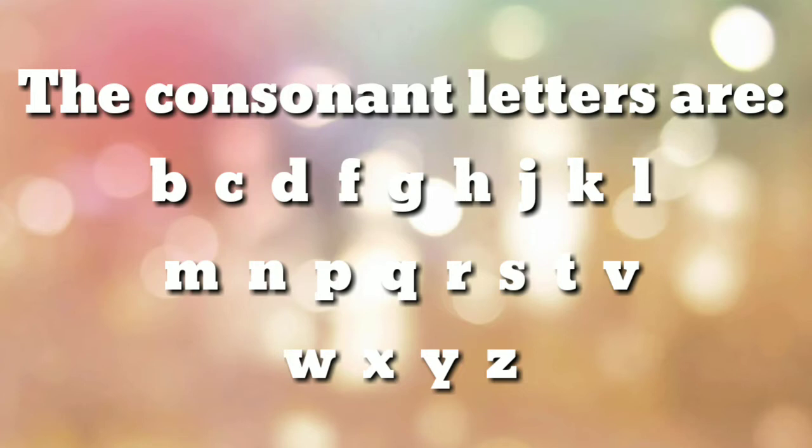And the consonant letters are B, sounds B. C sounds S, K. D sounds D. F sounds F. G sounds G. H sounds H. J sounds J. K sounds K.